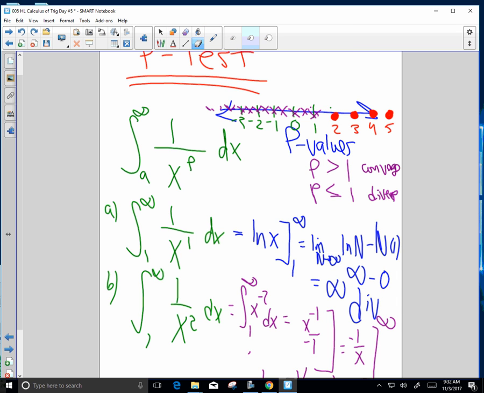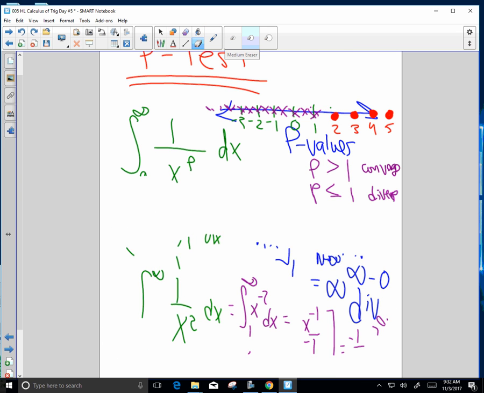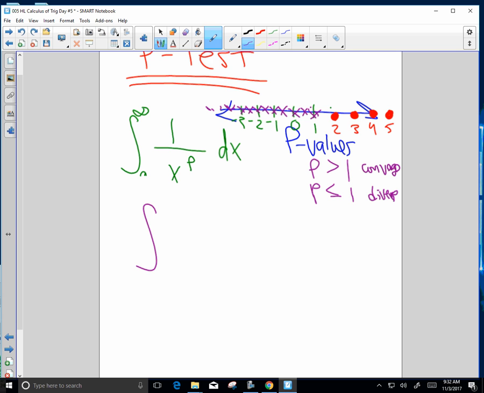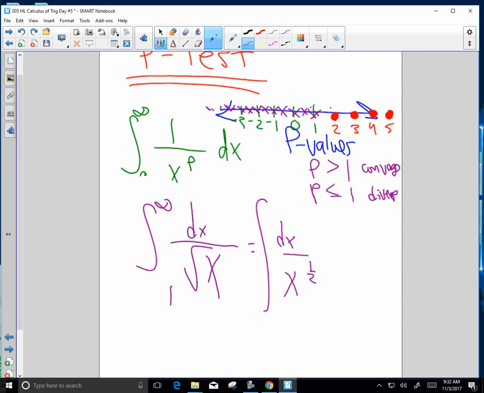Okay? You can certainly test it out, but if you saw 1 over the square root of x, going from 1 to infinity, what's the power of that? X to the what? 1/2. Is that 1/2 larger than 1? No. So this one's going to diverge. You don't have to look at it. What if this power were negative 1/2 or even negative 3/2? Nope, that's going to diverge.